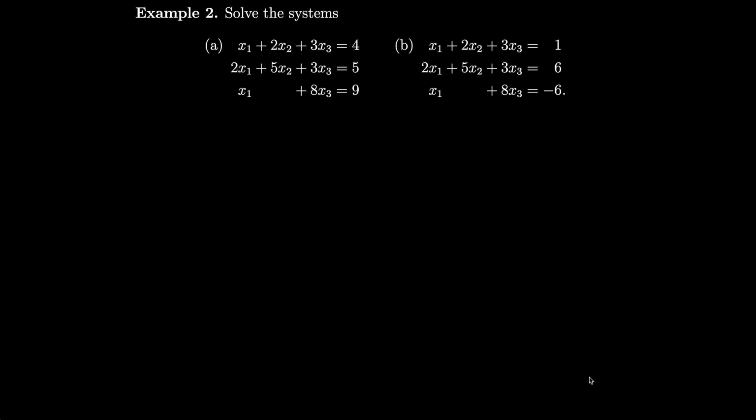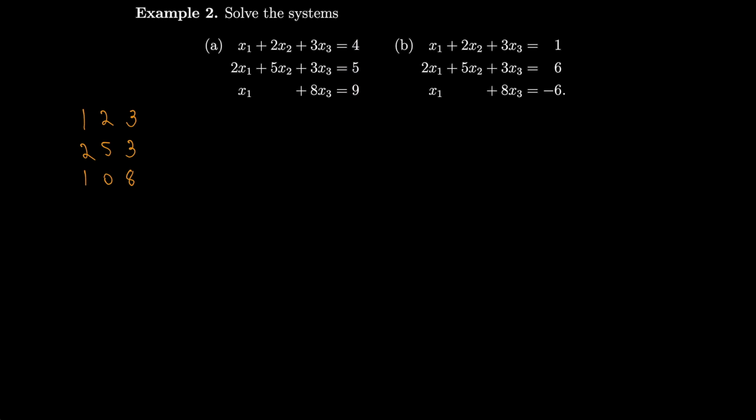Well, what we can do over here is notice that both of these systems have the same coefficient matrix. So we can solve both of them actually at the exact same time. Let's write out that coefficient matrix. That's 1, 2, 3, 2, 5, 3, 1, 0, 8. And it equals 4, 5, 9 in this case, and 1, 6, minus 6 in this case.